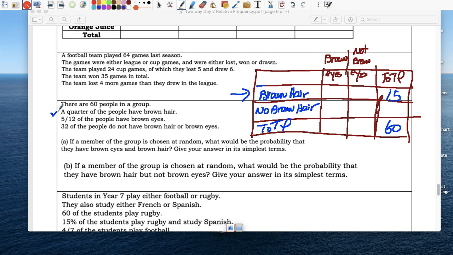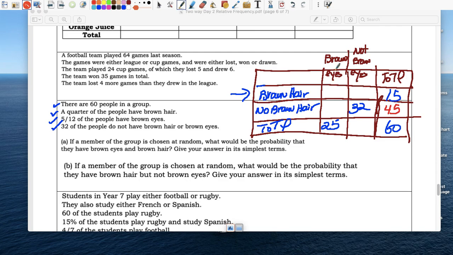Good. 5/12 of the people have brown eyes. Where's brown eyes? Right here. So 25. All right, now we're going. Okay. Let me fill this in first. 32 of the people do not have neither. So right here. They don't have brown hair. They don't have brown eyes. Okay. Now that everything that's given has been filled, I can fill in the rest. So 15 and 60, that means this is 45.